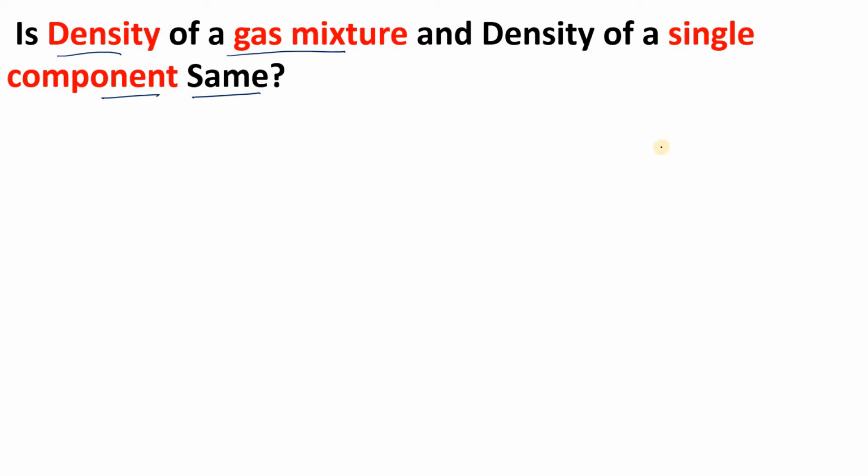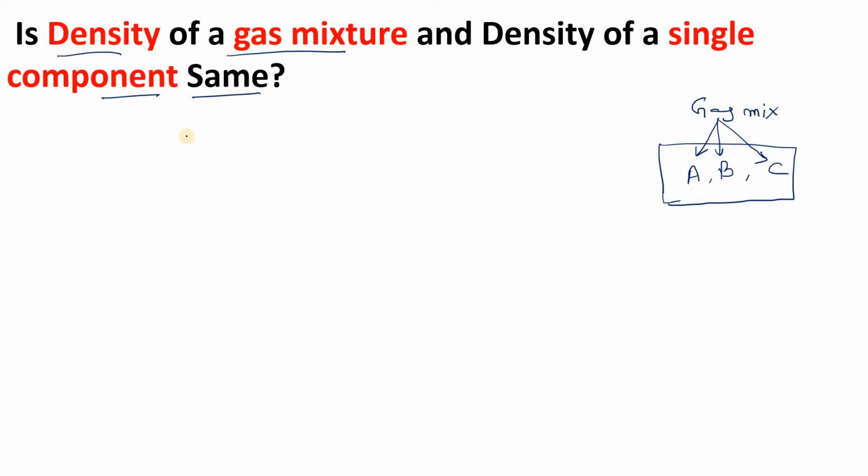Okay, so let's consider that there is a system, and in this system there is a mixture of A, B and C. This is my gas mixture, and in this gas mixture there are three components A, B and C. Got my point? Now to determine the density, I'll first consider the ideal gas equation.